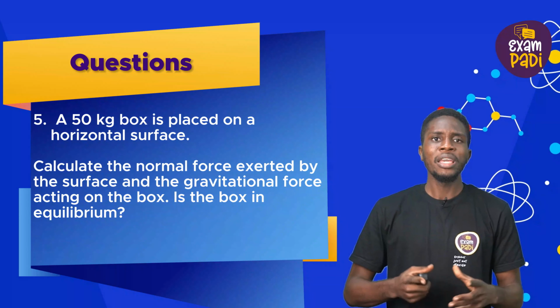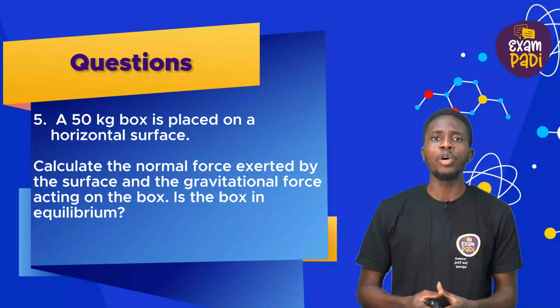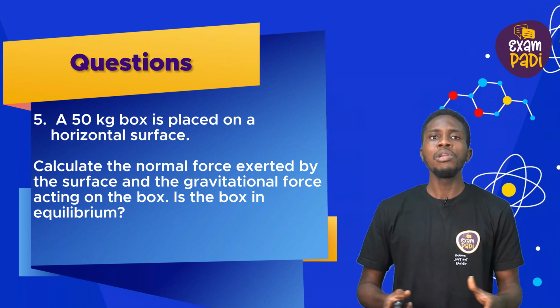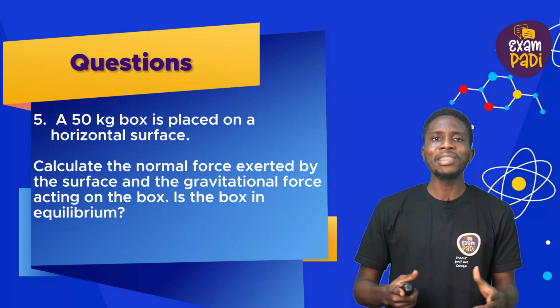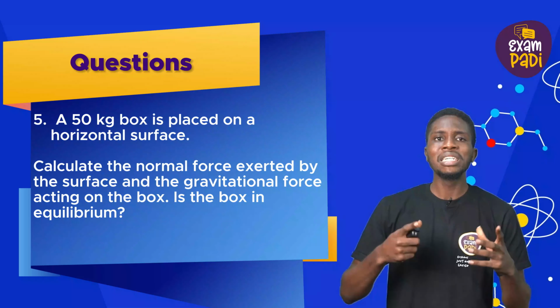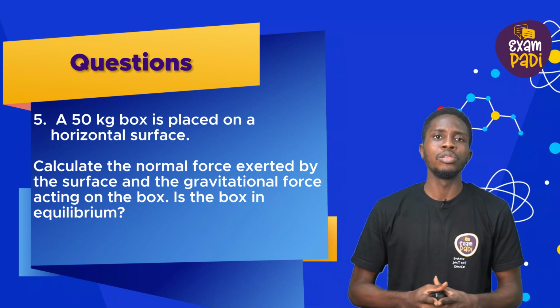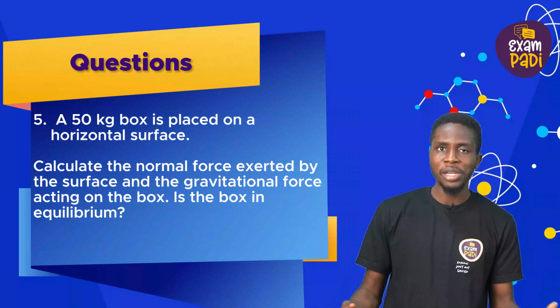5. A 50 kg box is placed on a horizontal surface. Calculate the normal force exerted by the surface and the gravitational force acting on the box. Is the box in equilibrium?